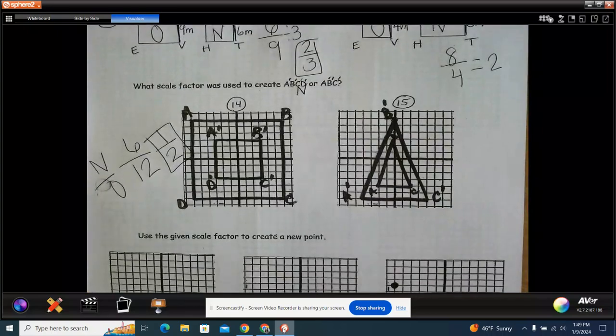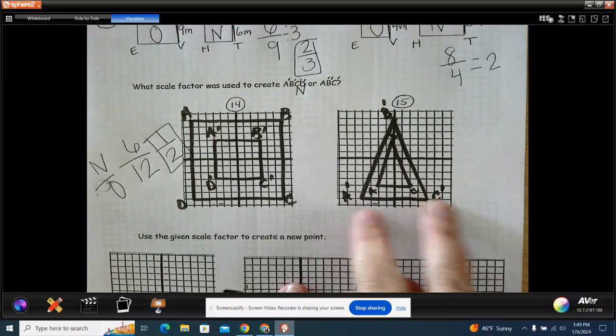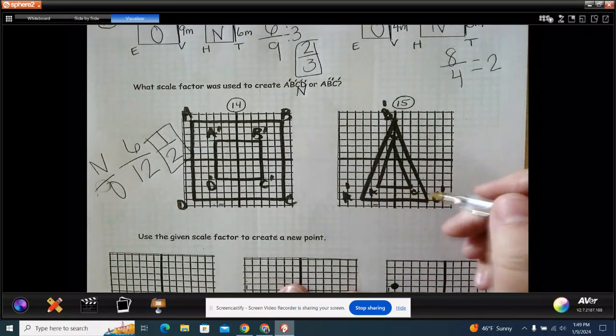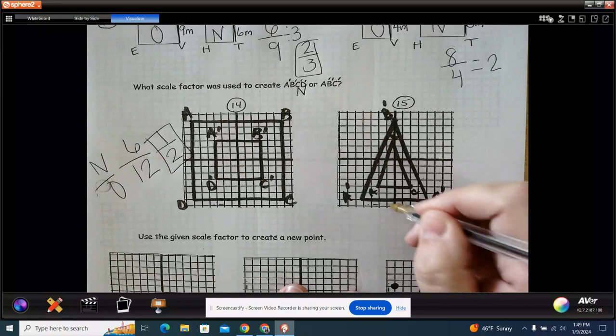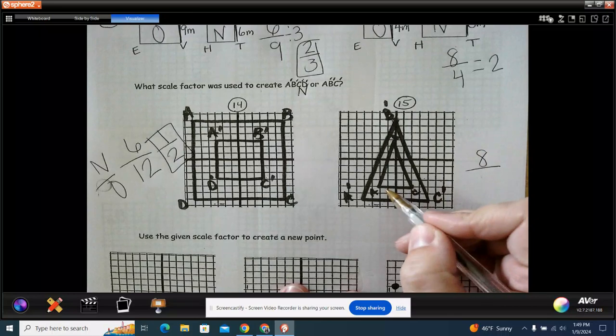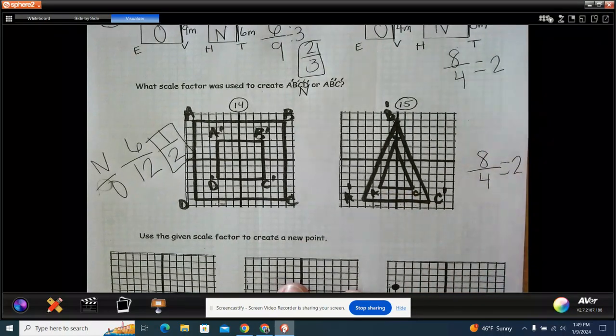On my triangle, we can't count diagonal, so we have to count the base. We start with the one with the little 1 tick mark. So we have 1, 2, 3, 4, 5, 6, 7, 8. So that will go on top. And then the original one, 1, 2, 3, 4, will go on the bottom, which will give us 2.